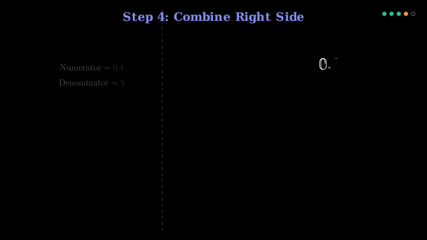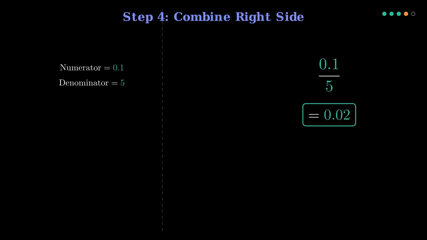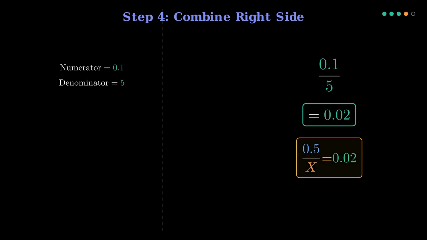Step 4. Now let's put the right side together. We calculated the numerator as 0.1 and the denominator as 5. So the right side is 0.1 divided by 5. 0.1 divided by 5 equals 0.02. So now our equation is simply 0.5 over x equals 0.02.